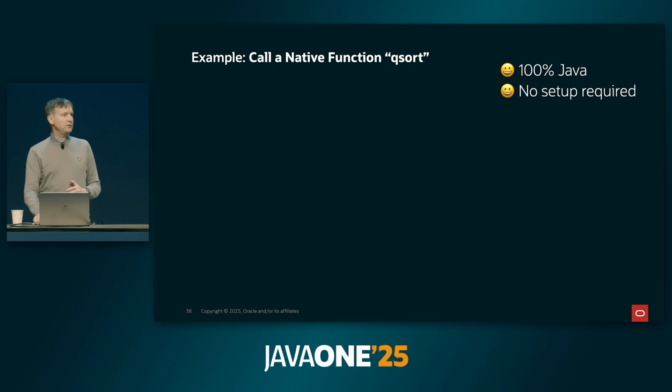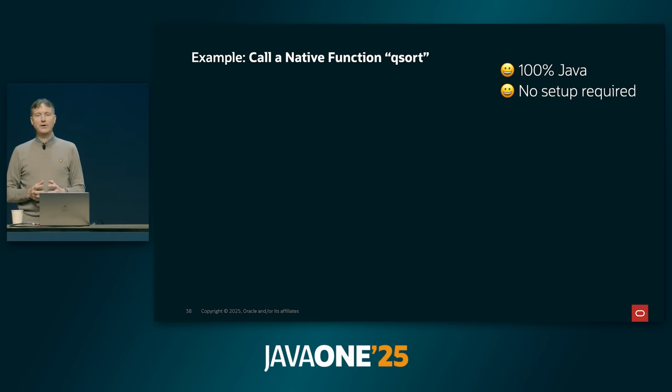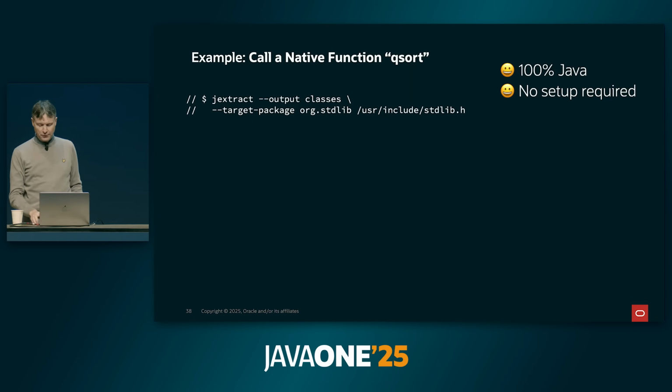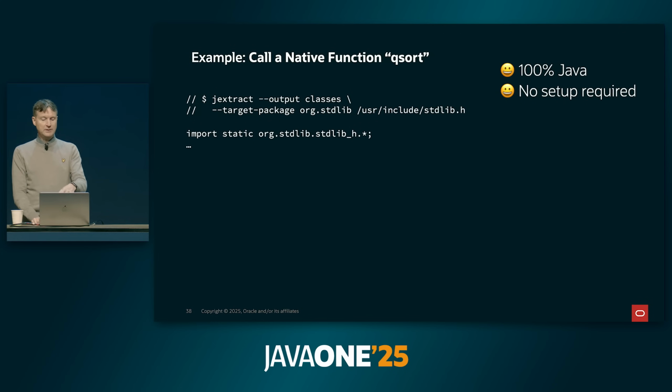So that brings us to the next section, which is jextract, which can automatically create these kinds of bindings for you directly from a .h file. jextract is a tool that for now you have to download. It's not included in the JDK itself, but it's easy to download. And then you can say that I want to inspect this .h file here called stdlib.h and generate bindings for that automatically. And then, as I said, it will be in org stdlib.